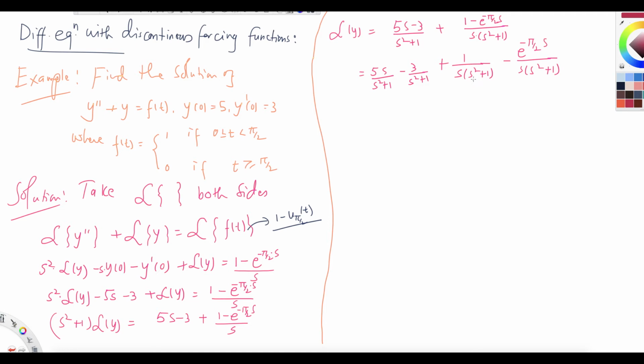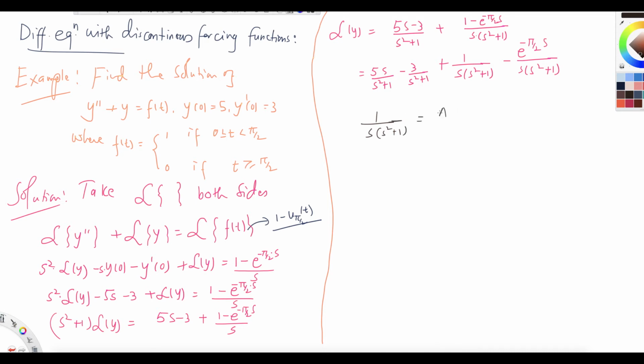You see that the third term and the fourth term have a product of terms in the denominator. So I want to find the partial fraction for that. Okay, so let us use the partial fraction. 1 over s times (s squared plus 1) can be written as, how do you write that?